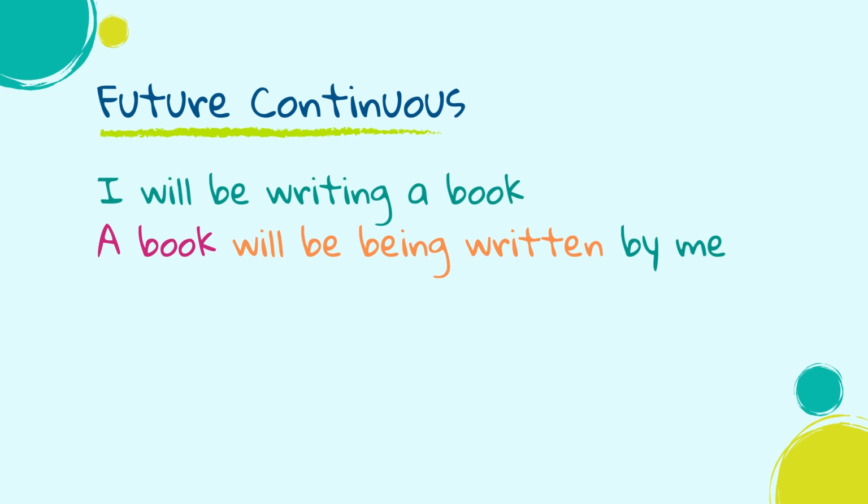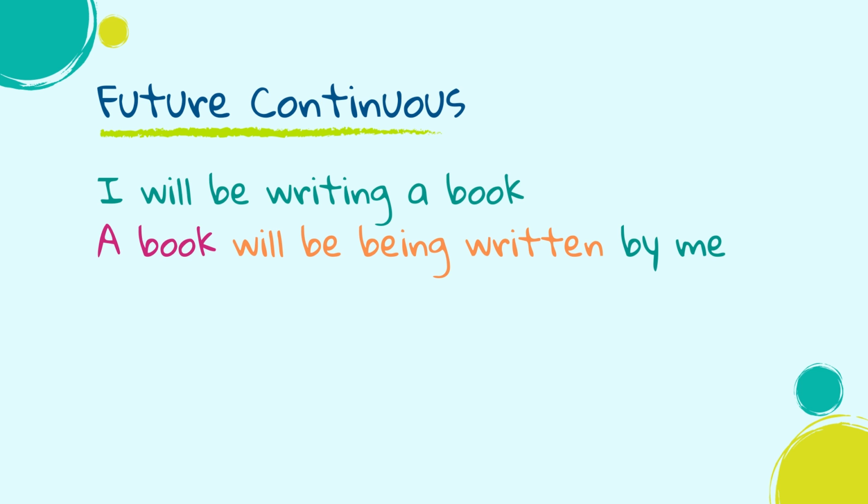We are going to change that into passive by first changing the position of the object. A book becomes the subject at the beginning, and it's followed by will because this indicates future, and then the combination of passive, that is be and written, verb 3. But because we are doing the continuous verb, we need to keep the indication of continuous by putting the word being between be and written. And that's why in the passive sentence, we have a book will be being written by me.